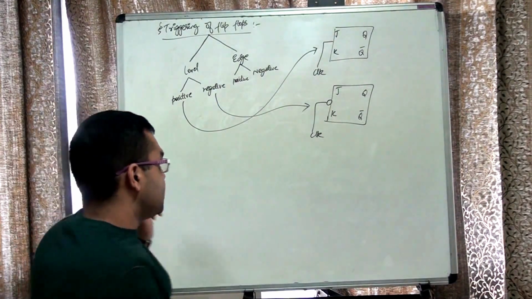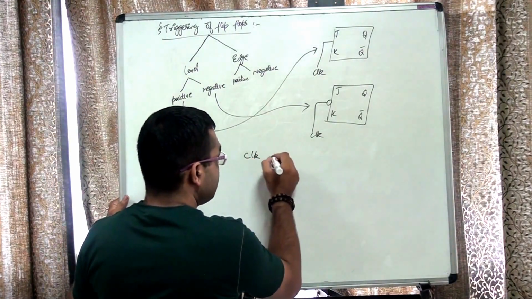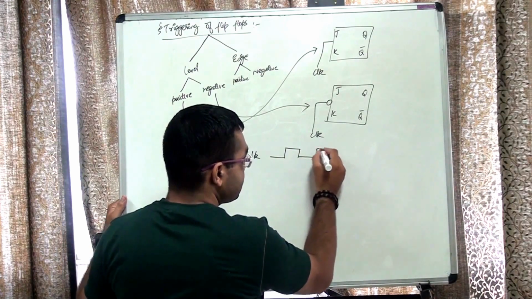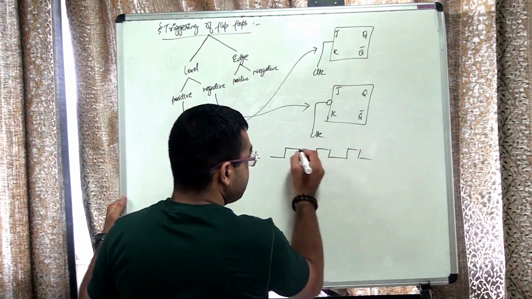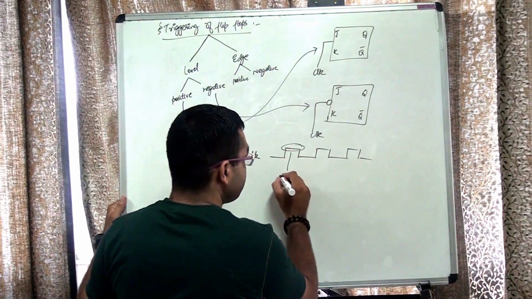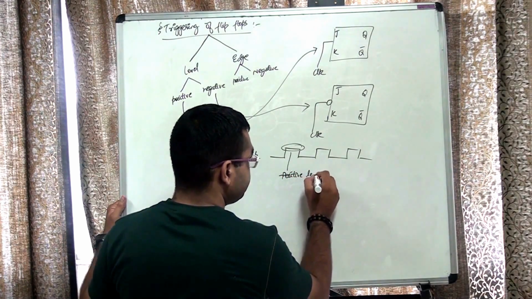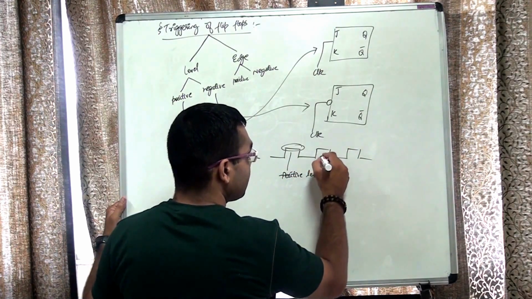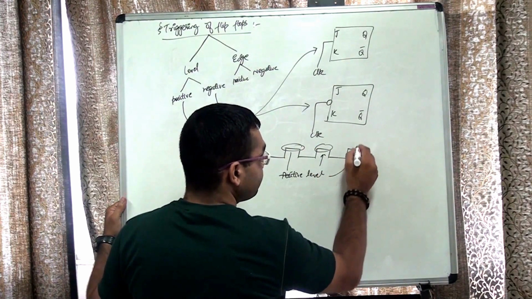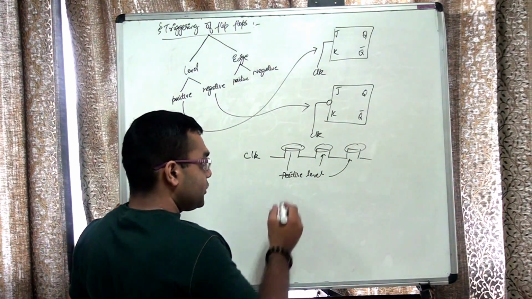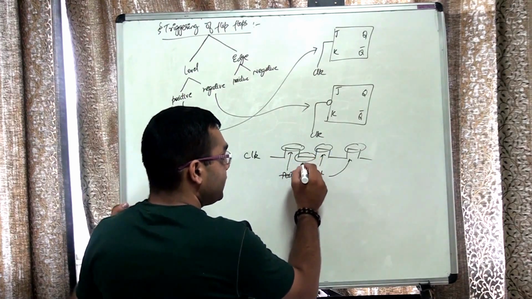Alright, level means that if my clock is there, it is actually a train of pulses. So all of these are positive levels. These all are positive levels. Alright, and all these are negative levels.